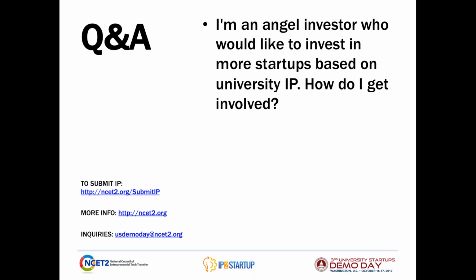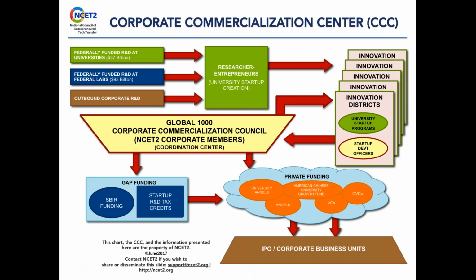Okay, sure. So let's see, Ria, I don't know if you have our slide that Glenn showed on the model. Angel investors and VCs are actually a very important part of this. To be an angel investor, obviously it's not a licensing deal, it's more of a startup deal. So the university IP would be licensed to the startup. In some cases, the universities have already done that, and then we show those in the demo day.